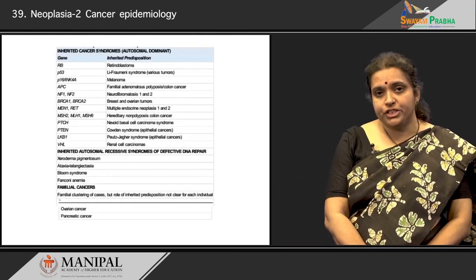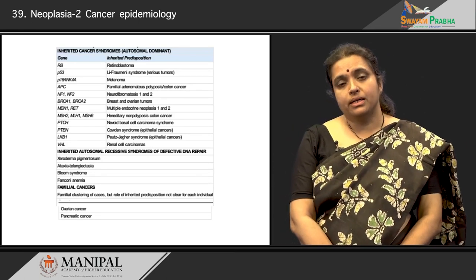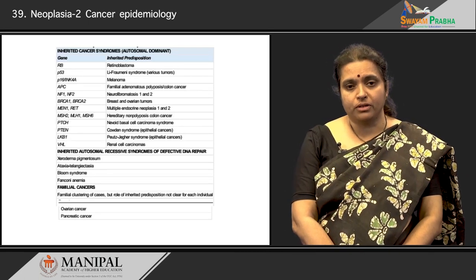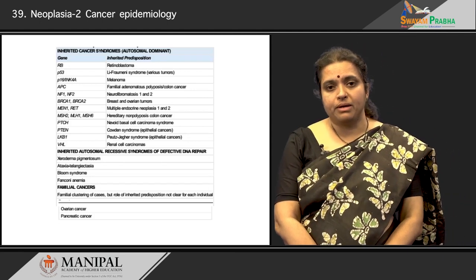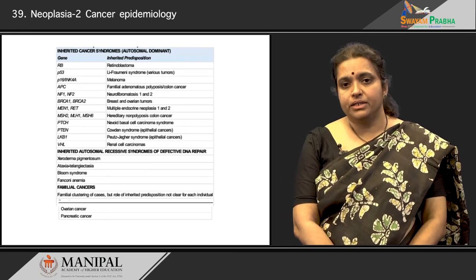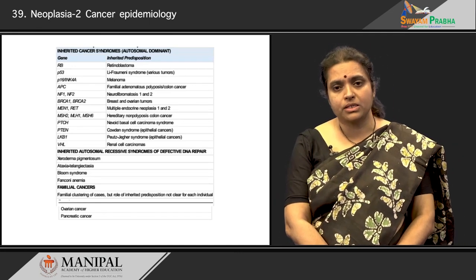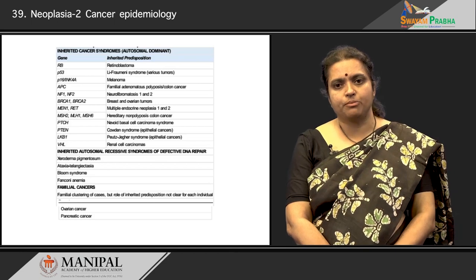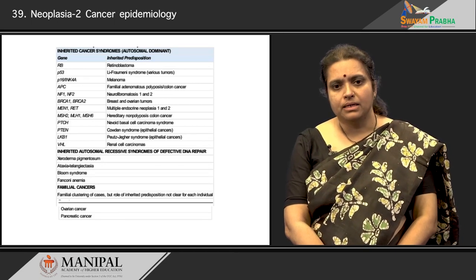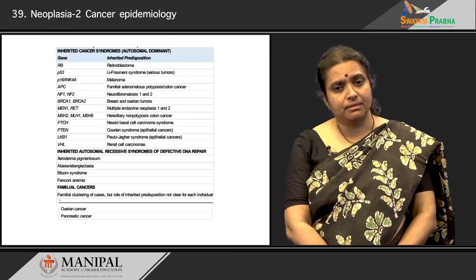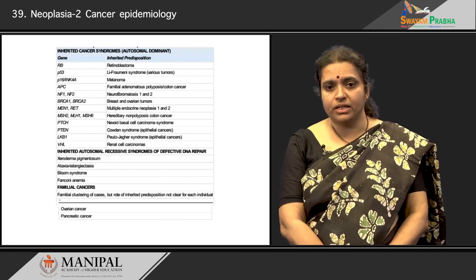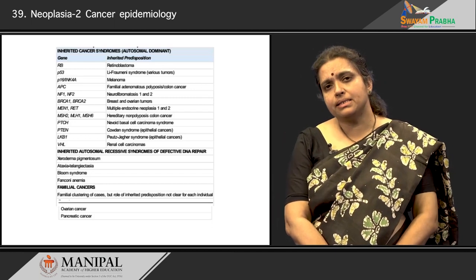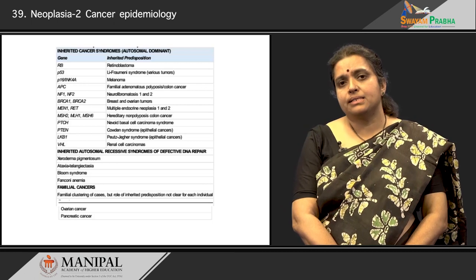Now, there are a whole lot of genes. If you inherit them, you could inherit the cancer syndromes associated with those. I will just name a few of the important ones: the RB gene leading to retinoblastoma, the P53 gene leading to the Li-Fraumeni syndrome, which causes various tumors. The APC gene leading on to FAP, or familial adenomatous polyposis coli, colon cancer, and so on. And you have familial cancer, where there is familial clustering of cases, but the role of inherited predisposition is not clear. So these are some of the established cancer syndromes.